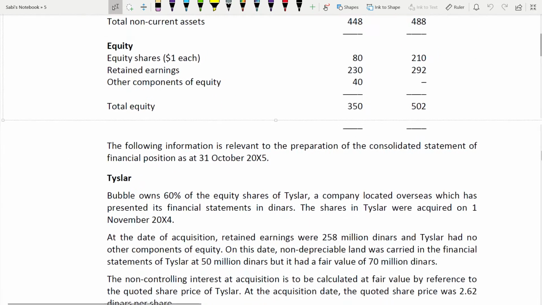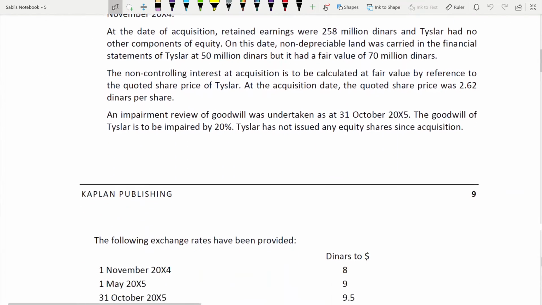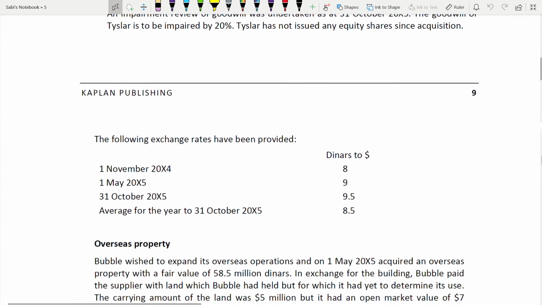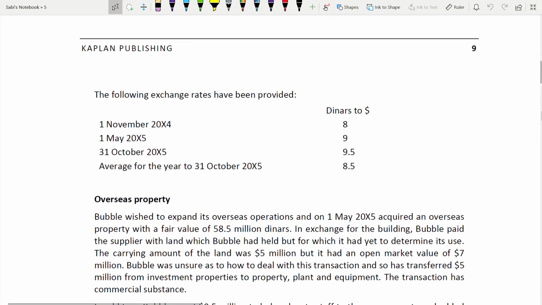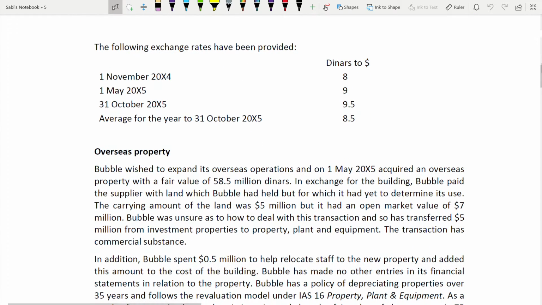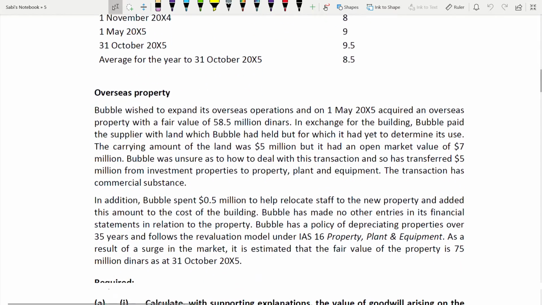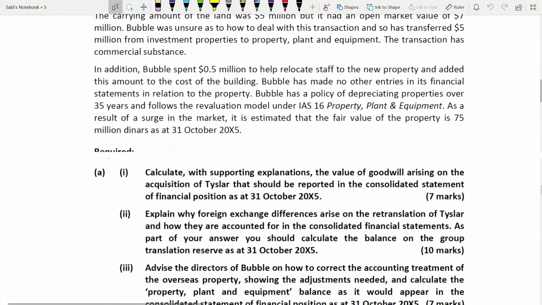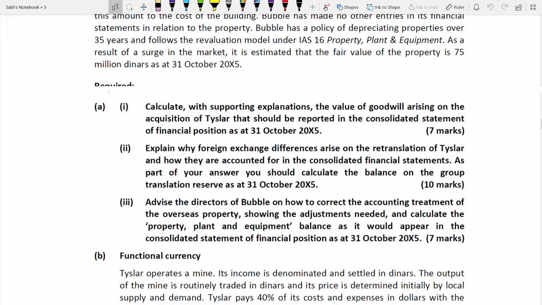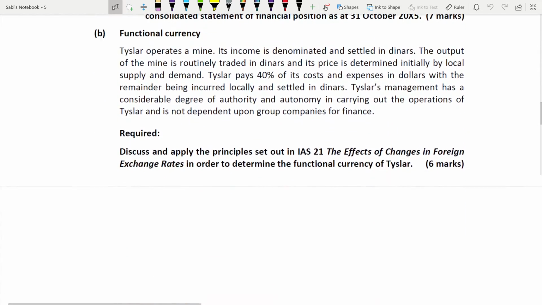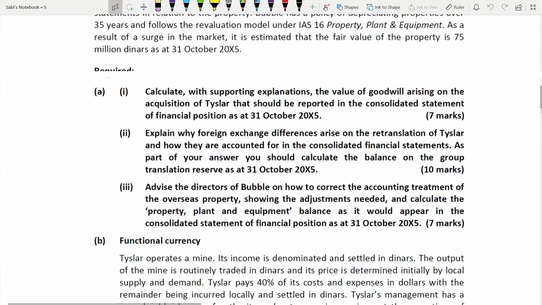Now, before we go to this, let us go to the requirements. We have been given the exchange rate. So this clearly shows us that this is a subsidiary overseas. Then we have an overseas property. So now how to deal? Let us read the requirements first. So part A, part B. Part A has 3 requirements and then we have part B.